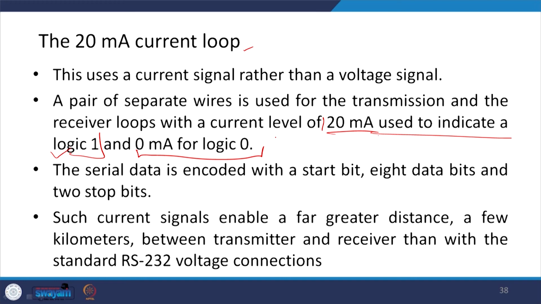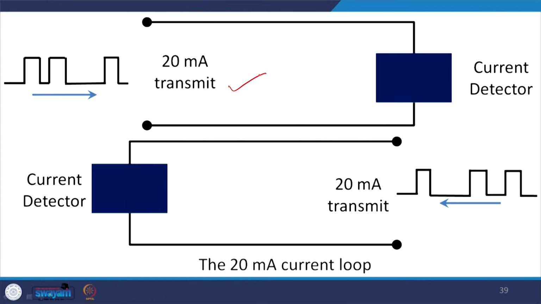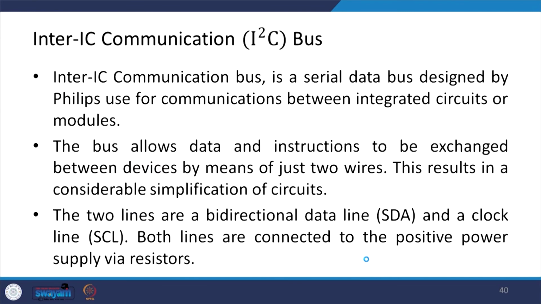The serial data is encoded with a start bit, 8 bits and the 2 stop bits. Such current signals enable a far greater distance, a few kilometers, between transmitter and receiver than with the standard RS-232 voltage connections. So, this is how we have the 20 milliamp transmit. Okay. So, you have a current detector and this is how this 20 milliamp current loop works.